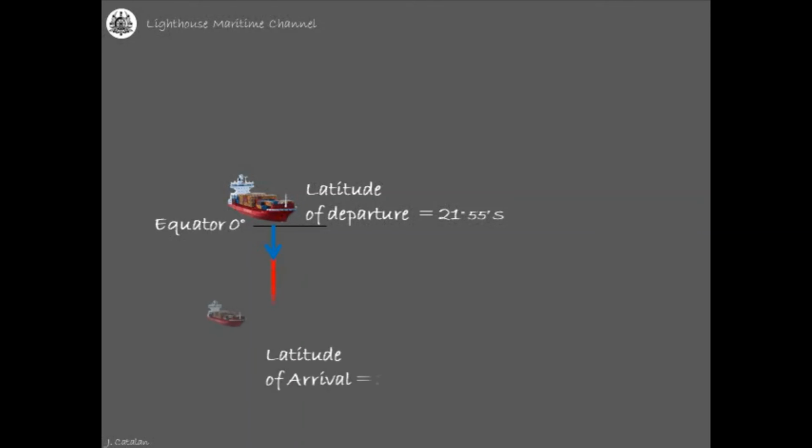Third example. A vessel departed from latitude 21 degrees and 55 minutes south. Arrived in latitude 27 degrees and 15 minutes south. Required. Calculate the difference of latitude. What is your idea for calculating the difference of latitude of this example? I give you 5 seconds to answer. Please pause the video now.